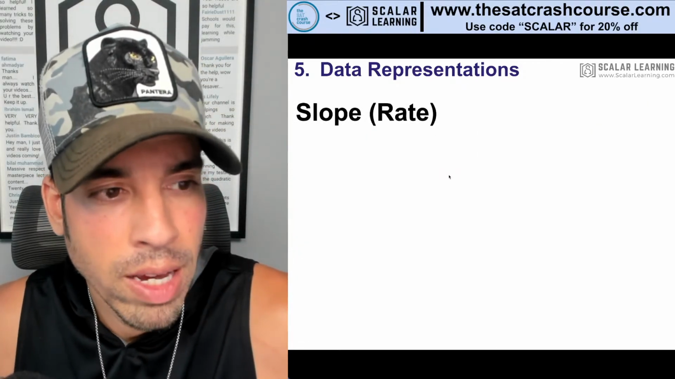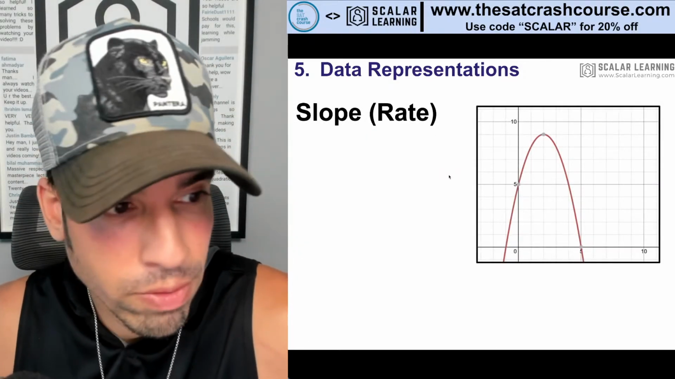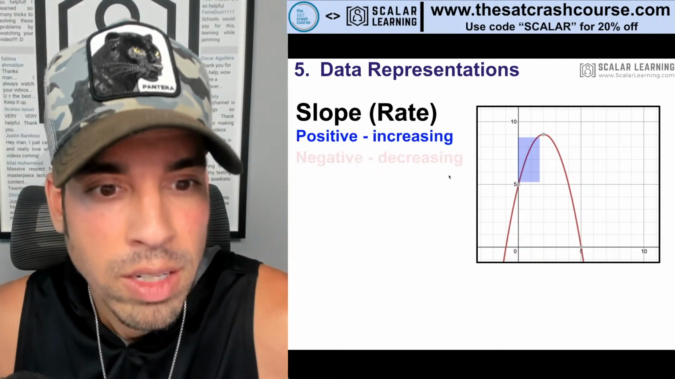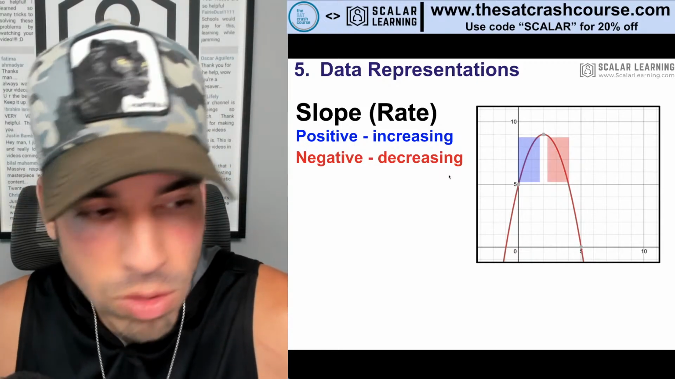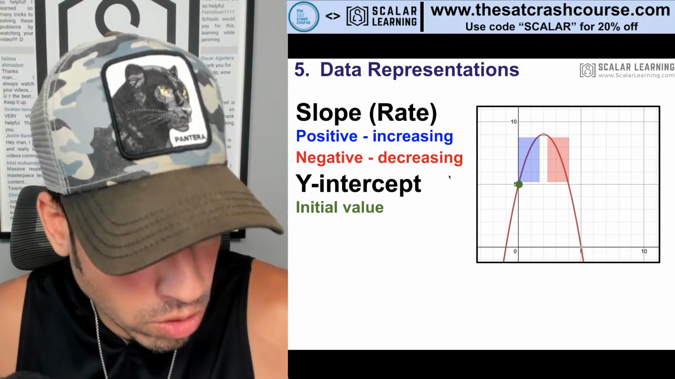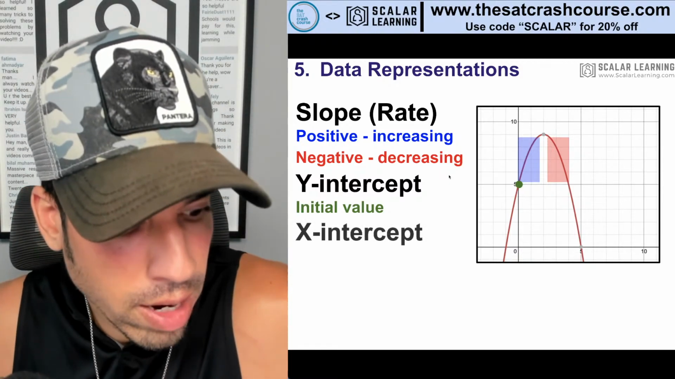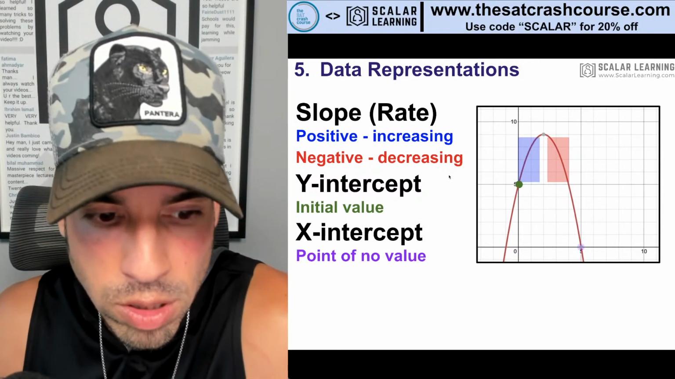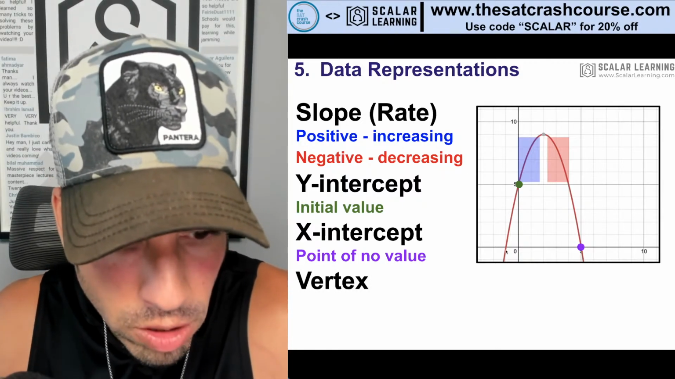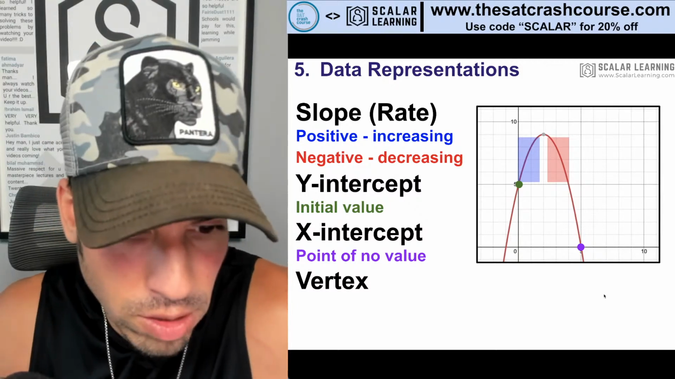And if we have another example of a nonlinear function, we can still look at slope as increasing, where it's going up to the right, decreasing where it's going down to the right. We've got our y-intercept, same thing, that's still our initial value. And we also have our x-intercepts, which are the points of no value. And for this function, we actually would technically have two. We'd have one here as well as one there, but I only highlighted the positive one.